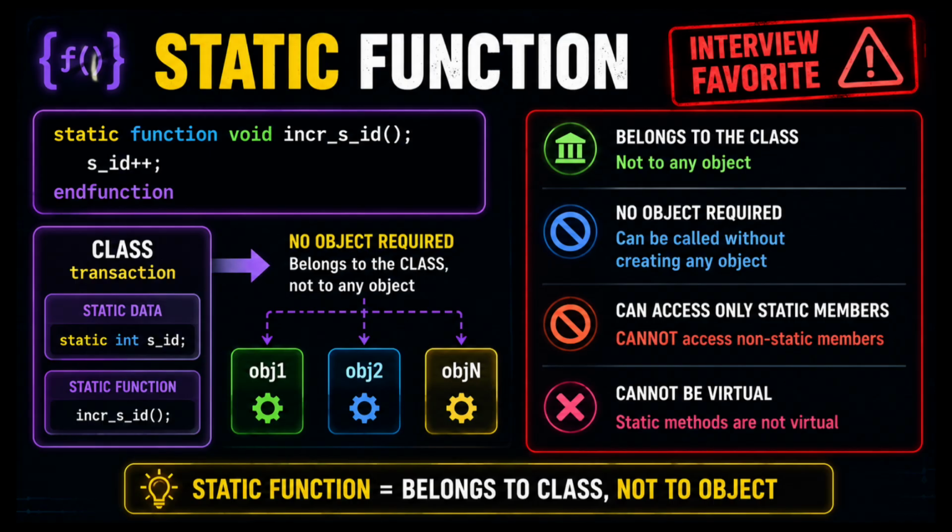Now let's talk about static methods. Suppose we write a static function which is increment_id. This function belongs to the class, not the object, which means it can access only static variables. It cannot access non-static members like id, and it cannot be virtual.